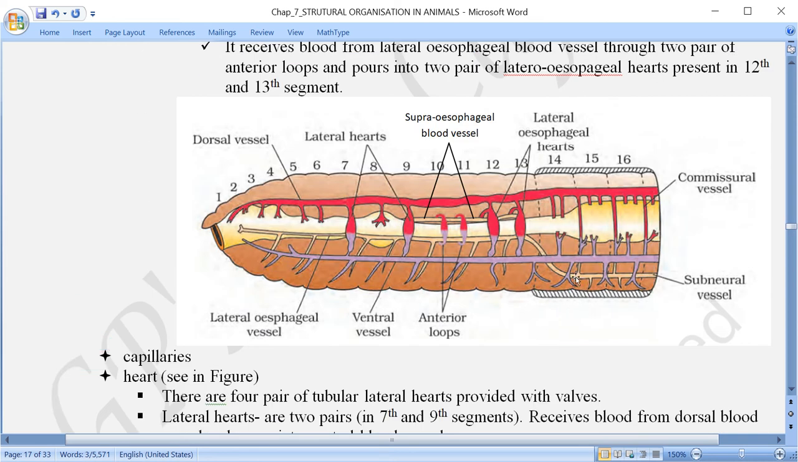Collecting from here, it goes into the dorsal blood vessel from here. So this is the commissural vessel over here. Labeling has not been given over here, but here you can see one label is there.